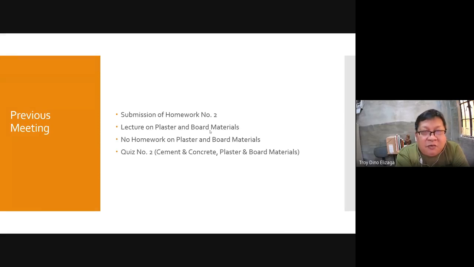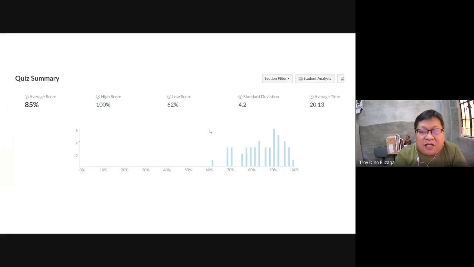Then I did not give a homework, but I gave a quiz last meeting on cement and concrete and plaster and board materials. And for the first time, we had it in Canvas. And we will discuss the result of the quiz. I'm not going into specifics on who gets what grade, but at least we know from this graph that someone got 100% and the lowest is something like 62%. And it took you at the most around 20 minutes to finish the quiz, and I allotted 1 hour.